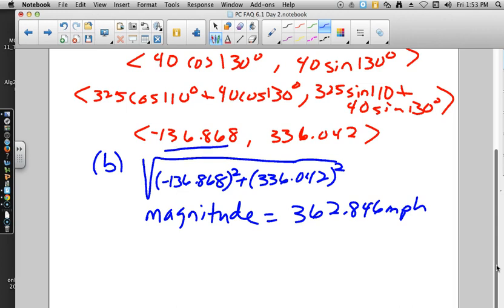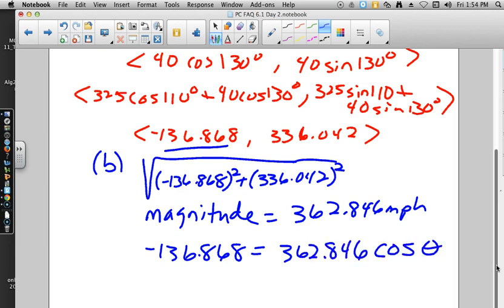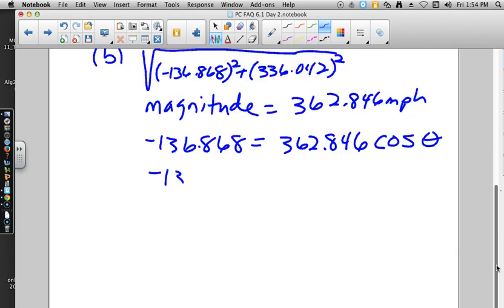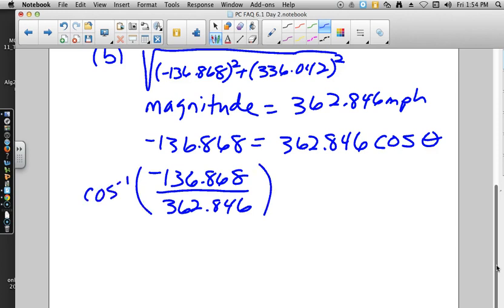And now we can work backwards here to figure out what that angle would be by saying, hey, here's our x component. And we got that by taking the magnitude of the vector times the cosine of some angle. So if we take negative 136.868 and divide it by 362.846, that equals the cosine of that angle. So we're going to need to take the inverse cosine of that to give us that theta angle. And the angle ends up being 112.161 degrees.